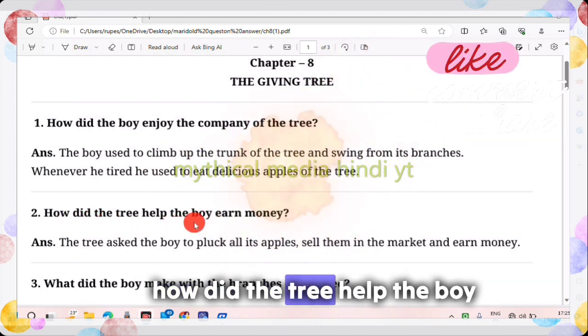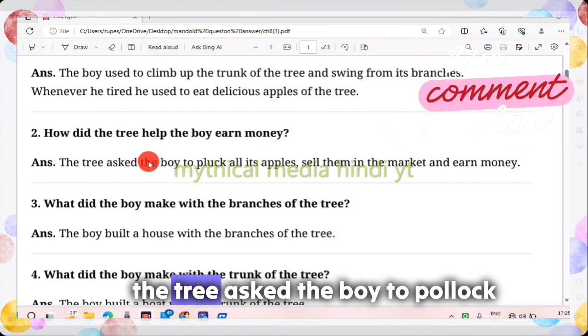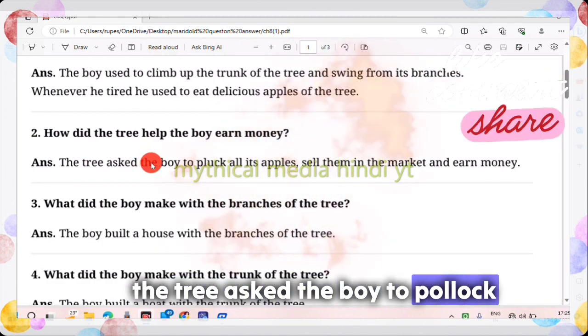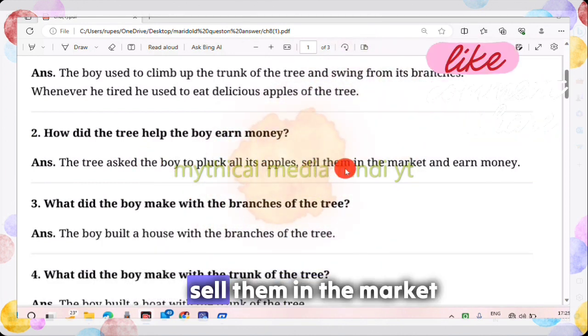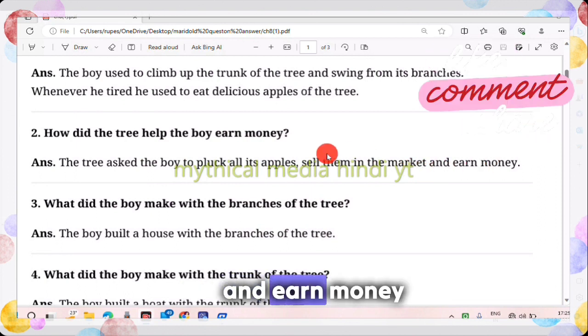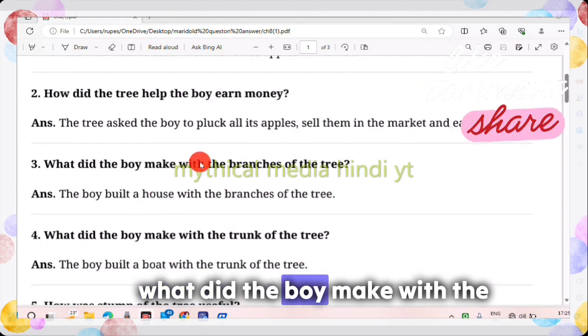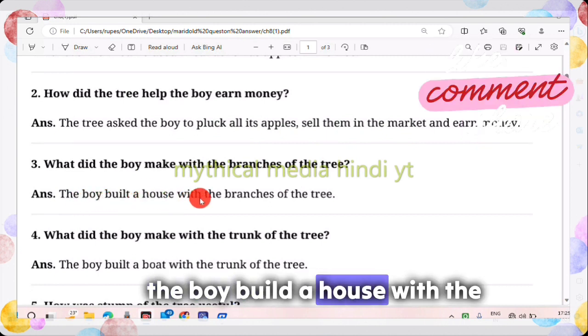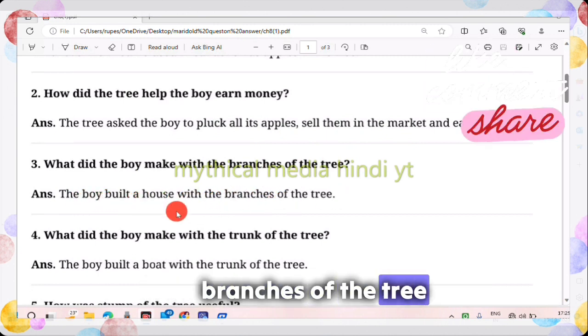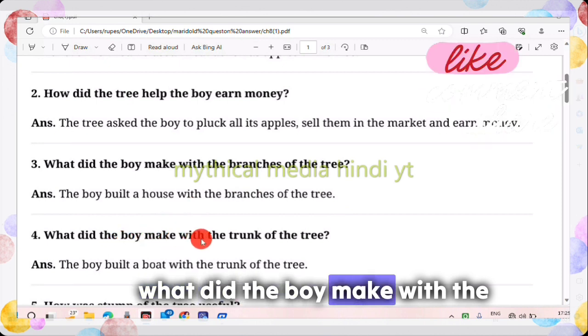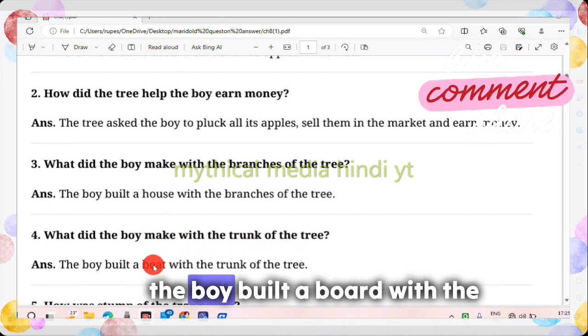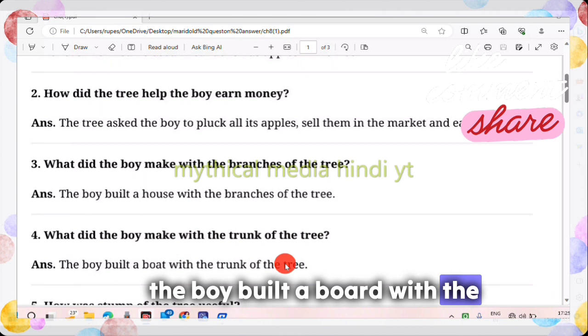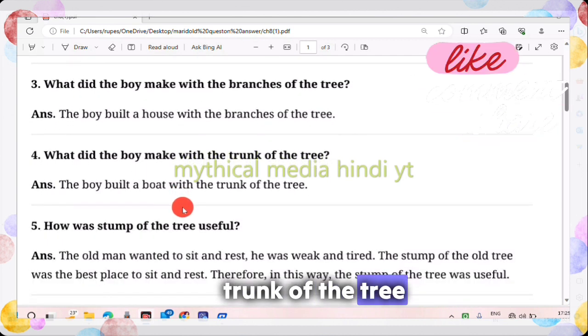How did the tree help the boy earn money? The tree asked the boy to pluck all its apples, sell them in the market and earn money. What did the boy make with the branches of the tree? The boy built a house with the branches of the tree. What did the boy make with the trunk of the tree? The boy built a boat with the trunk of the tree.